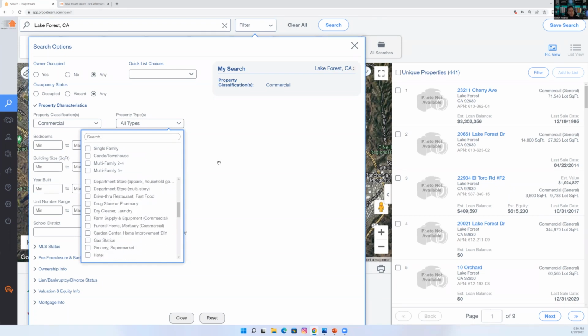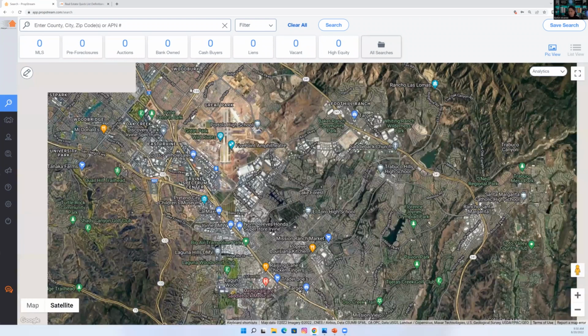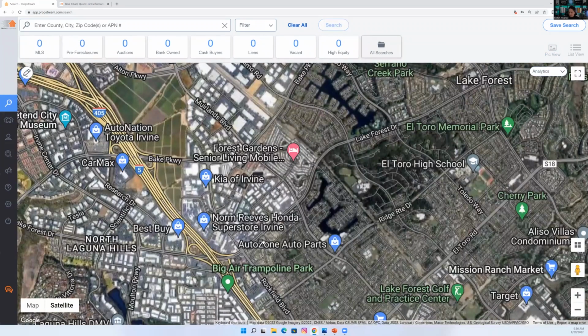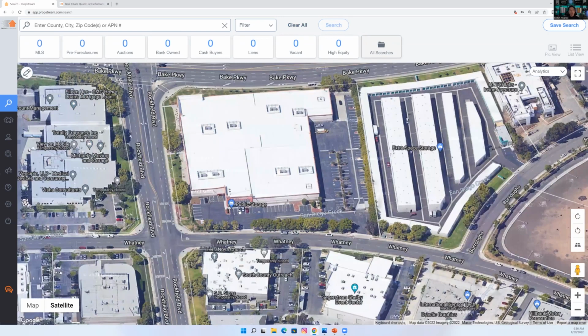The reason I was hesitant about answering that is because your county isn't always organized. Let me give you an example here. This is my neighborhood, and I want to take a quick look at this. What do we see here? We see public storage, right?